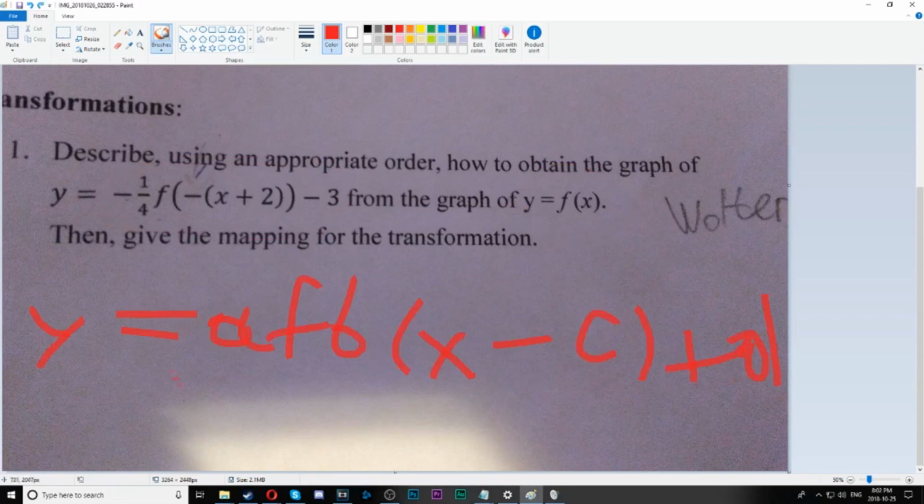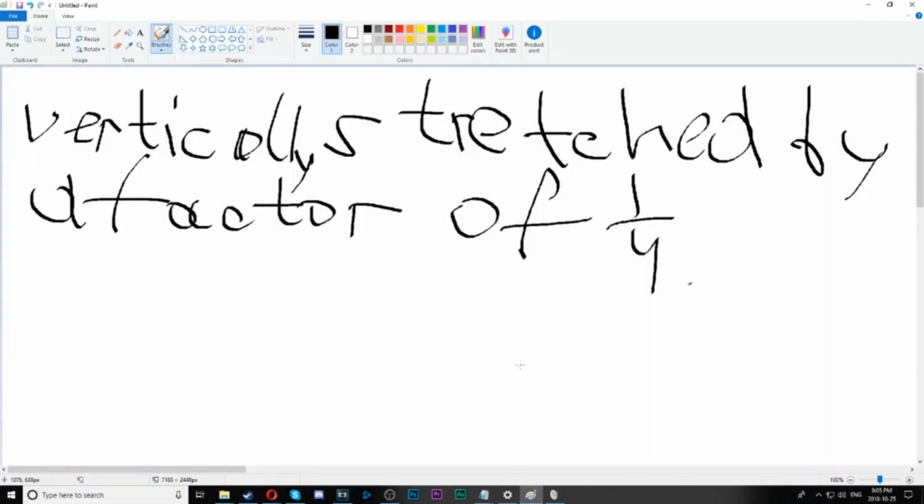So we need to find what a, b, c, and d is. So 1/4 is a, 2 is c, and 3 is d. We don't have b because this is just reflections. So the graph has been vertically stretched by a factor of 1/4. Yeah, I know you can't understand everything that I'm writing, but I'm just going to read, so it's easy for you to understand.